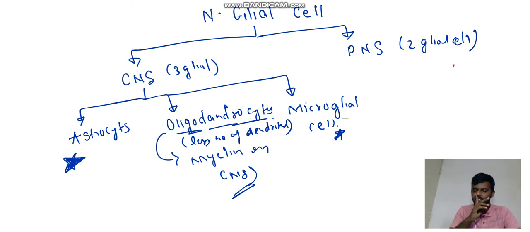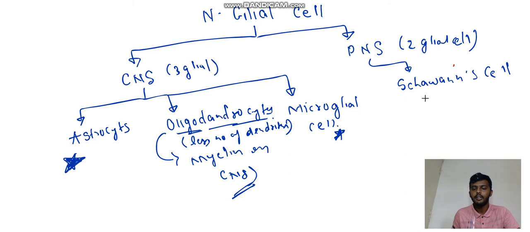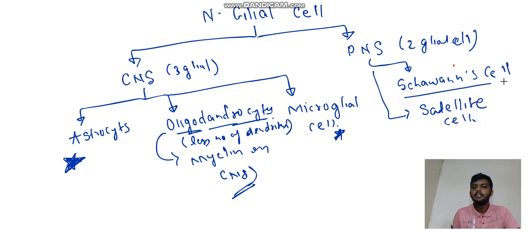Now we are going to see the peripheral nervous system. In the peripheral nervous system there are two types of glial cells. First is the Schwann cell, and the second is the satellite cell. The Schwann cell has the same function as oligodendrocytes, but it is in the peripheral nervous system.